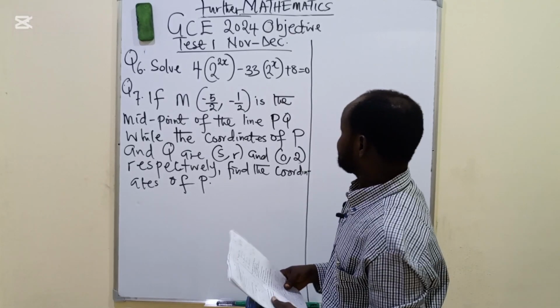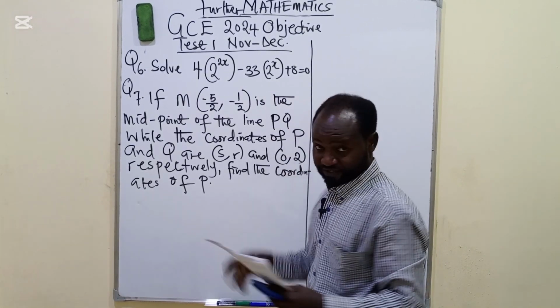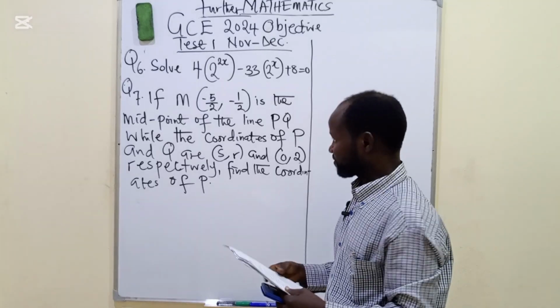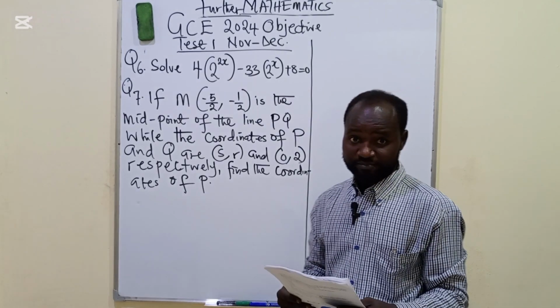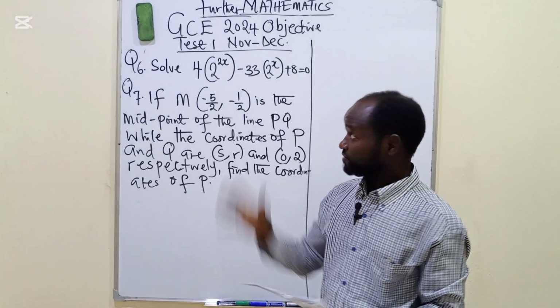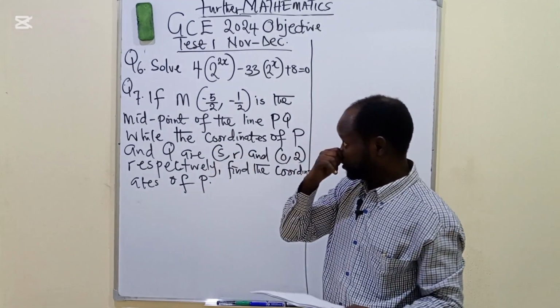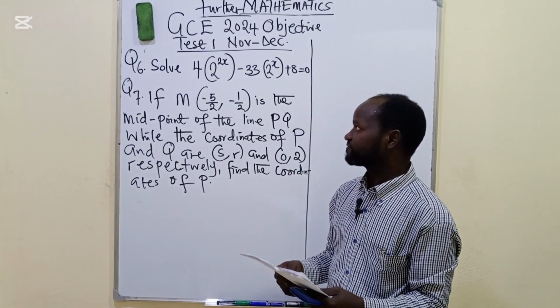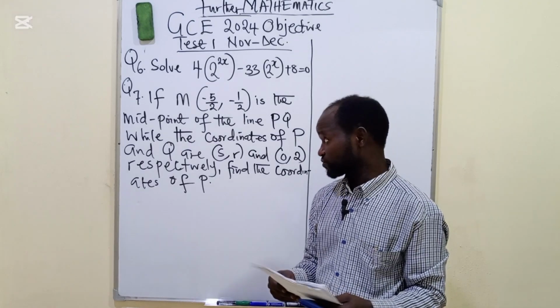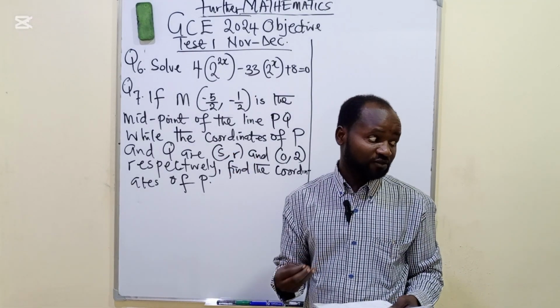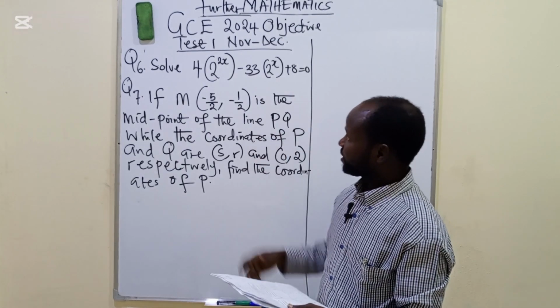Still on GCE 2024 Objective Test 1, November, December. This is further mathematics. In my previous video, I solved questions 1 to 5. With us here are questions 6 and 7. Let's look at how we can solve the questions before us. We'll solve up to 10 as far as we can. Let's look at how we can handle this.